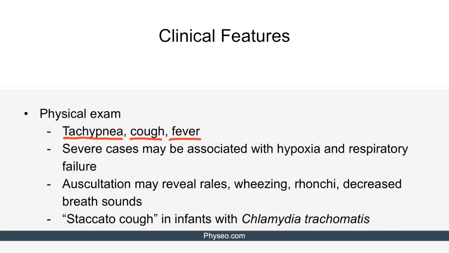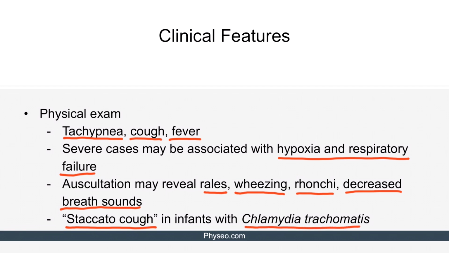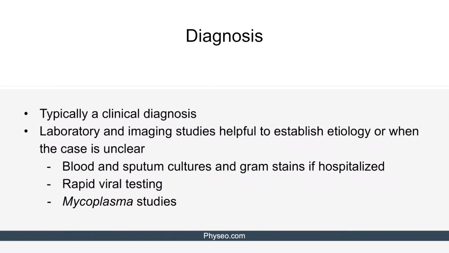In more severe cases, there may be associated hypoxia and respiratory failure. Auscultation may reveal a variety of abnormal lung sounds, including rales, wheezing, rhonchi, and decreased breath sounds. One unique sound that may be heard is a staccato cough, and this unique cough is associated with Chlamydia trachomatis infections in infants.